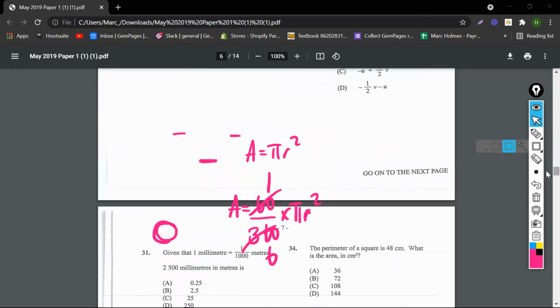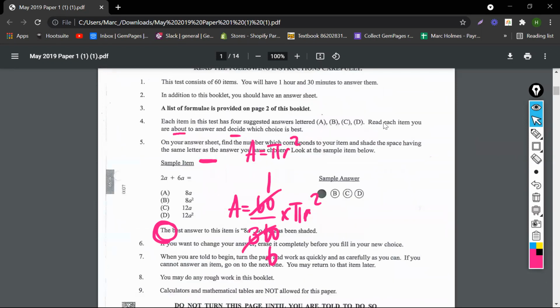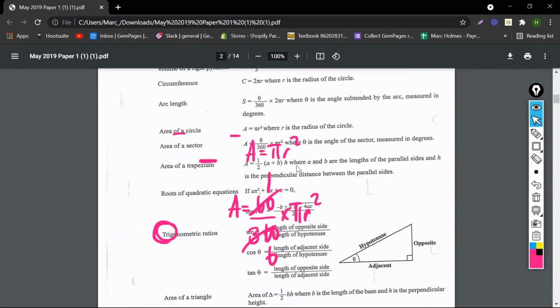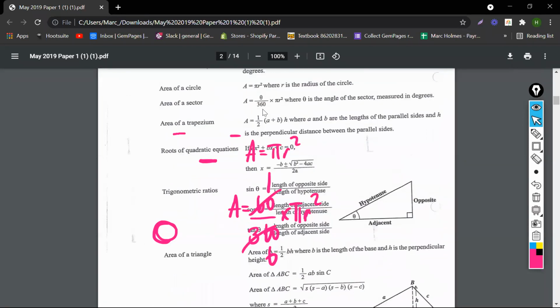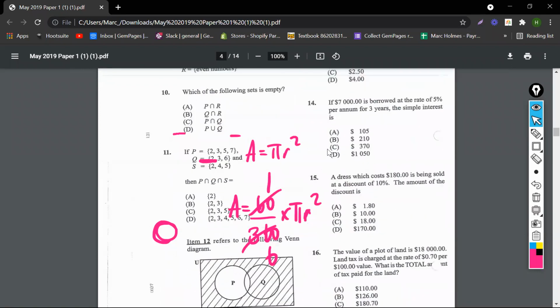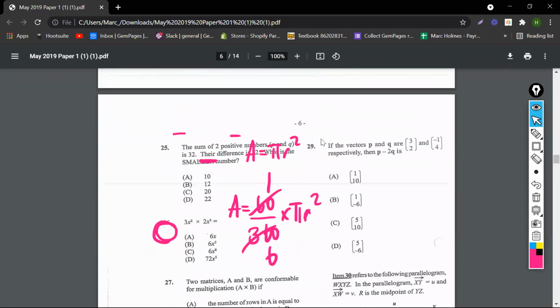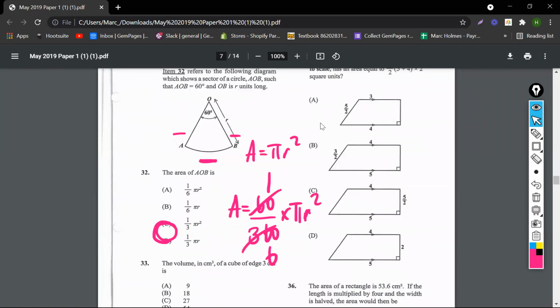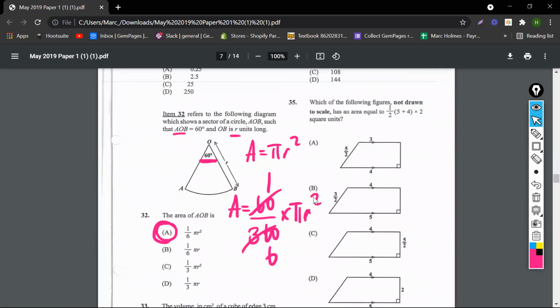Remember, guys, you get a formula sheet for this paper. See the formula sheet here. See the area of a sector here on the formula sheet: degrees over 360 times pi r squared. You could have looked on the formula sheet and gotten this question right. So remember that you have a formula sheet for this paper, in case you don't remember the formula for area of a sector or area of a circle or whatever the case is. Cool.